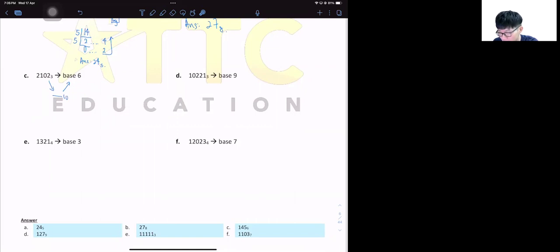Then after this, I'll go teach the addition and subtraction already, which is something you don't know. So yeah, answers also given.